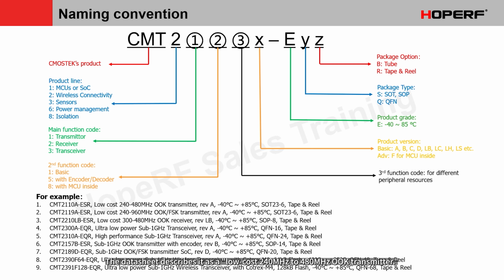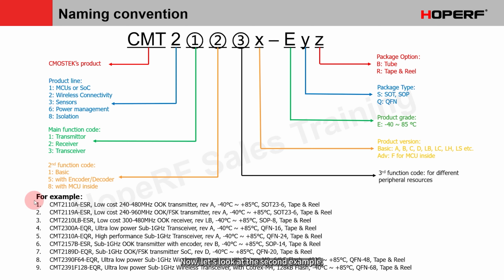The datasheet describes it as a low-cost 240 MHz to 480 MHz OOK transmitter. The version is A. It is an industrial specification product, with a temperature range of -40 degrees Celsius to +85 degrees Celsius. Packaged in SOT23-6, and packaged in tape and reel.